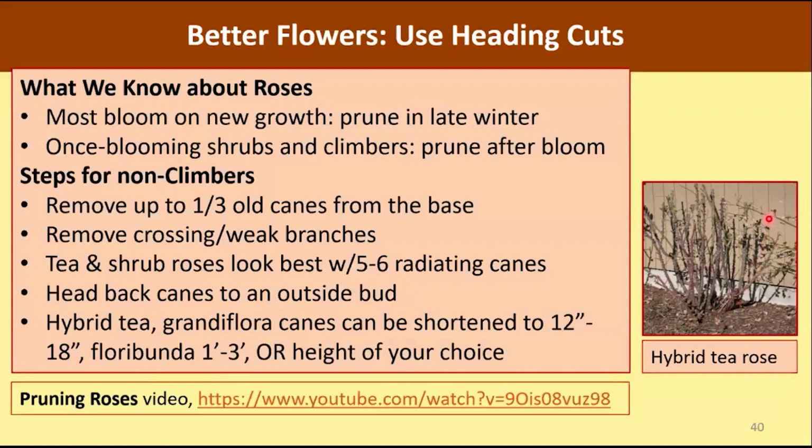With the canes you keep, you want to head them back to an outside bud. Hybrid tea and grandiflora canes can be shortened to 12 to 18 inches, and floribunda can be a little higher. So this seems arbitrary. Really, how high you keep these canes is a matter of how tall you want that rose to be during the growing season. For example, I have roses in the front of the border, and I reduce the canes to a much lower frame, so the flowers are at eye level. But my roses in the back of the border, I keep the canes taller.